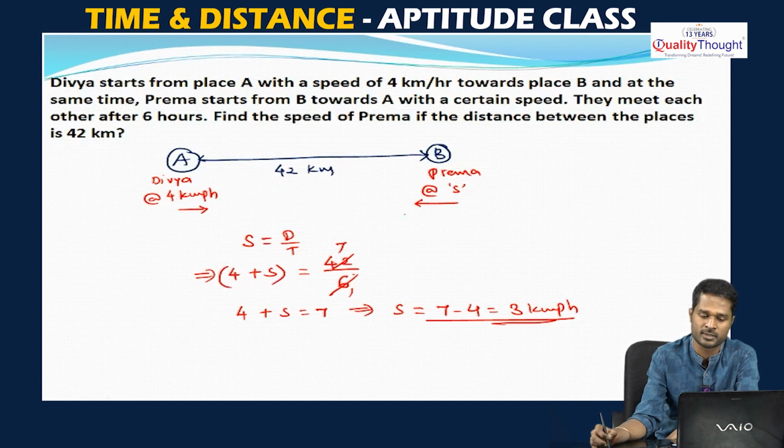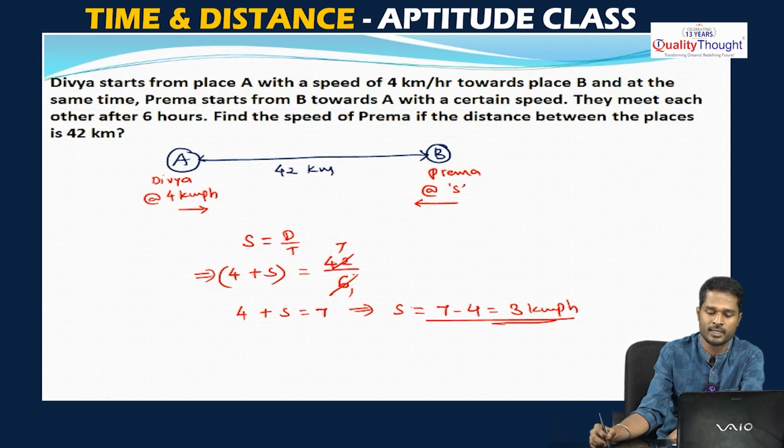Add the speeds, 4 plus S. Distance is 42 and the time is 6 hours. 6 ones are 6, 7 sixes are 42, so 4 plus S is equal to 7. So, the speed of the other person is 7 minus 4, that is 3 kilometers per hour.